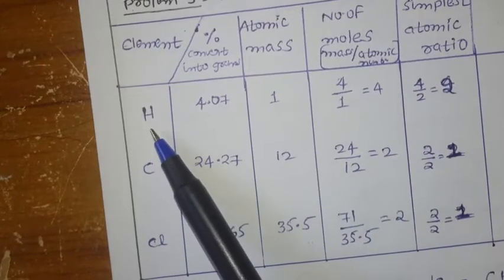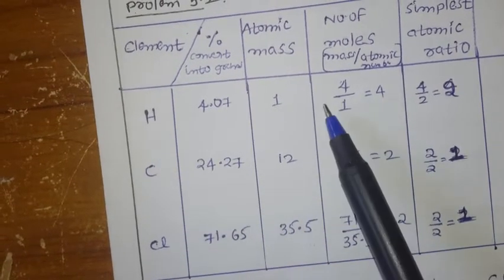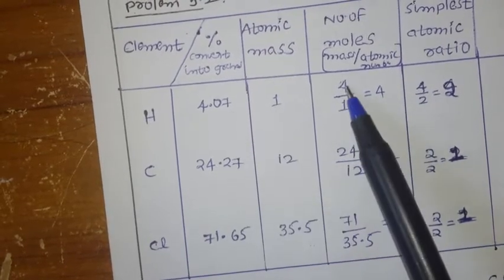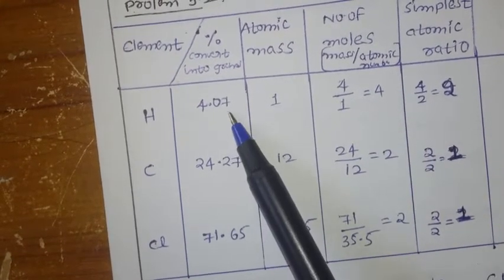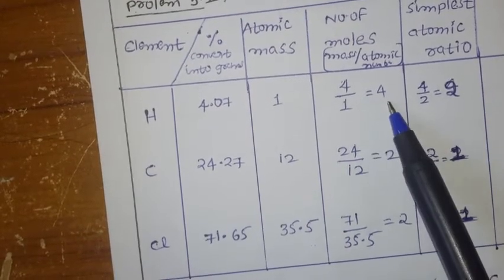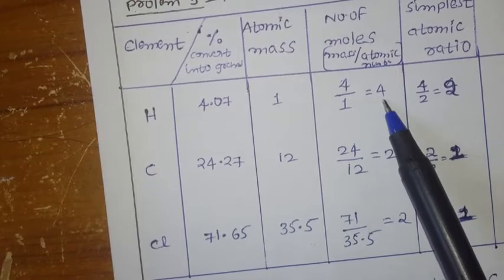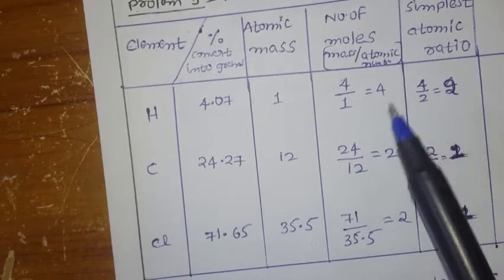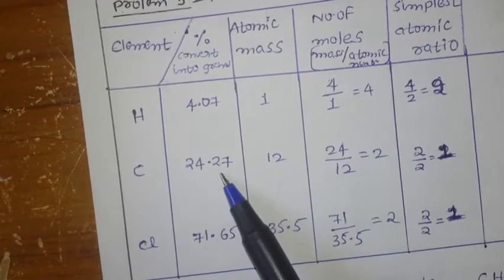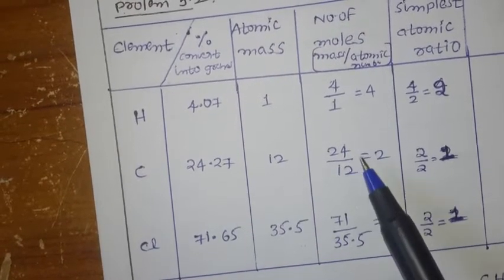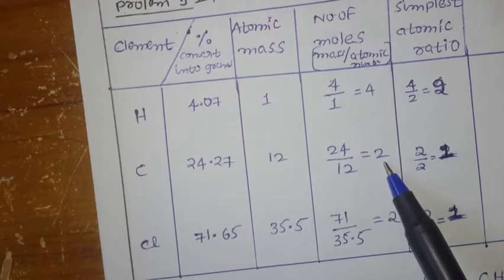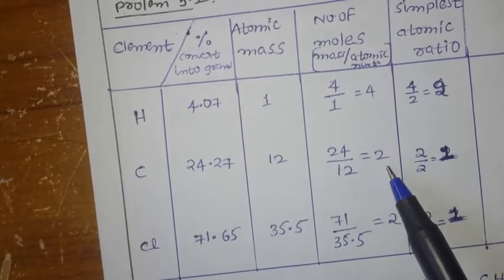Now, the number of moles of hydrogen is mass divided by atomic mass. Here I am taking the mass as 4, instead of 4.07, divided by the atomic mass 1, so the number of moles of hydrogen is 4. Next, the number of moles of carbon: instead of 24.27 I take nearly 24, divided by the atomic mass of carbon, 12, which is equal to 2. These are the number of moles of carbon.